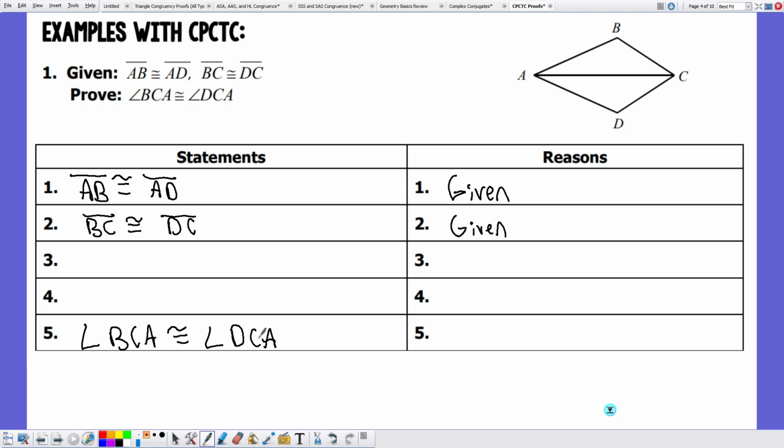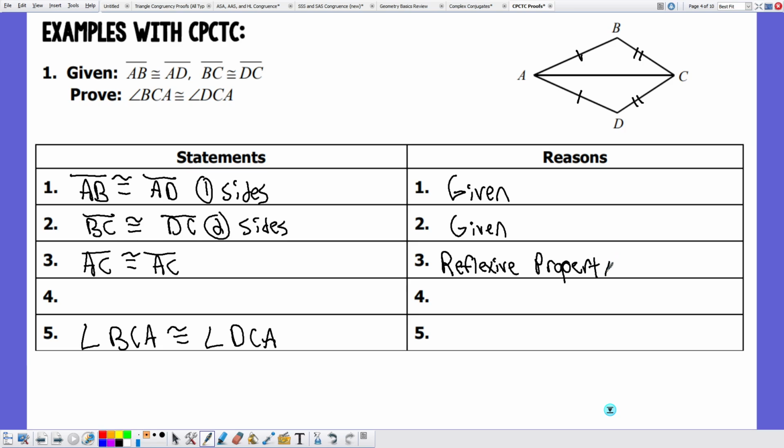So let's mark what we've been given, that AB and AD are congruent, and BC and DC are congruent. Well, I mean, we have two pairs of sides, right? Two pairs of sides. And I can see that they share the third side, AC. So I'm going to write that AC is congruent with AC because of the reflexive property. And that marks our third pair of congruent sides, which means we have SSS congruence.